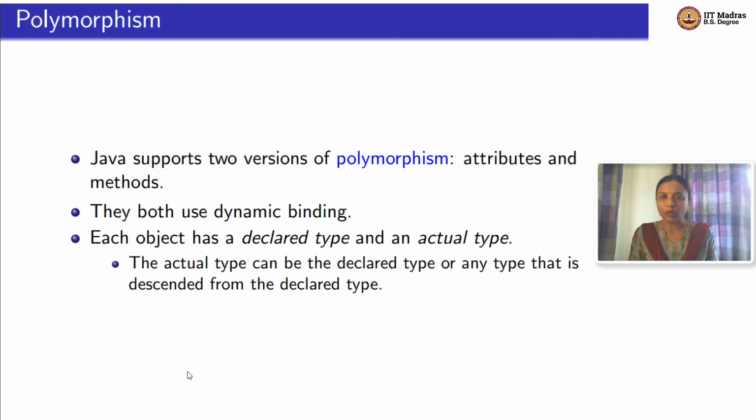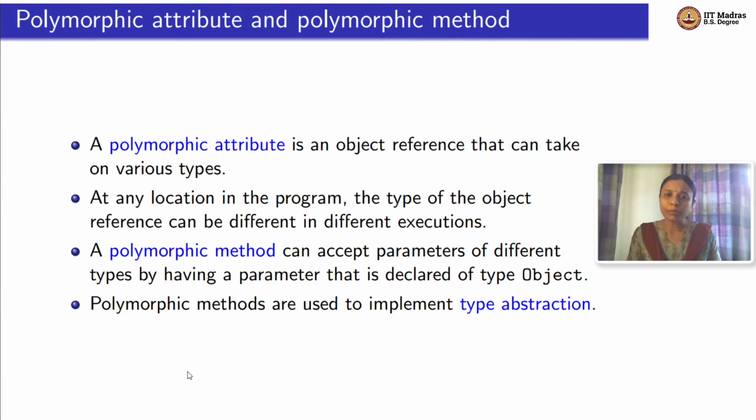In Java, each object has a declared type and an actual type. The actual type can be the declared type or any type that is descended down from the declared type. A polymorphic attribute is basically an object reference that can take on various types. At any location in a program, that is at any specific statement in a program, the type of the object reference can be different for different executions.